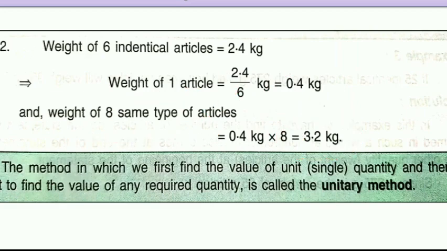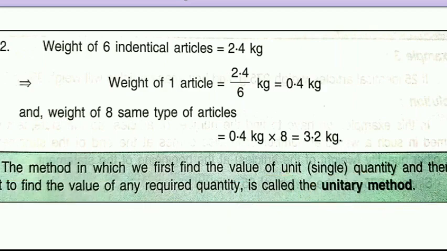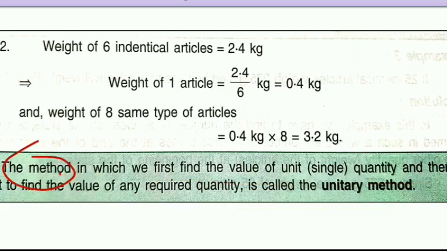Now you see that the method in which we first find the value of a unit, means one or single quantity, and then use it to find the value of any required quantity, like 4, 5, 6, that method is known as the unitary method. Let me repeat. The method in which we find the value for one quantity and then find the value of many quantity is known as the unitary method.